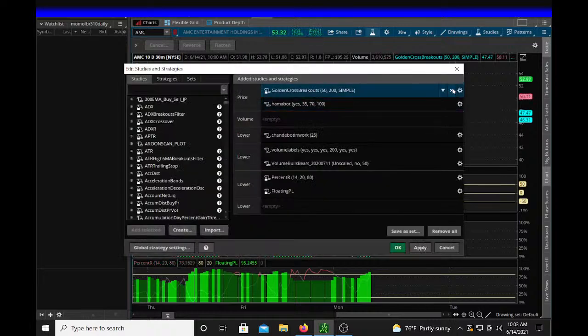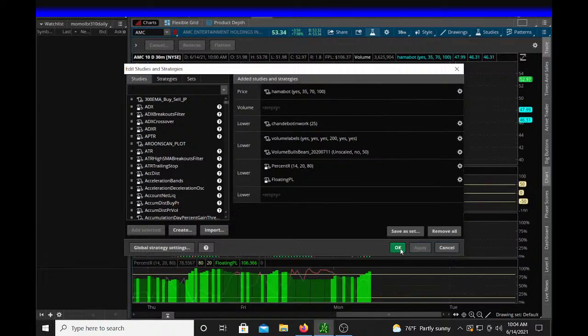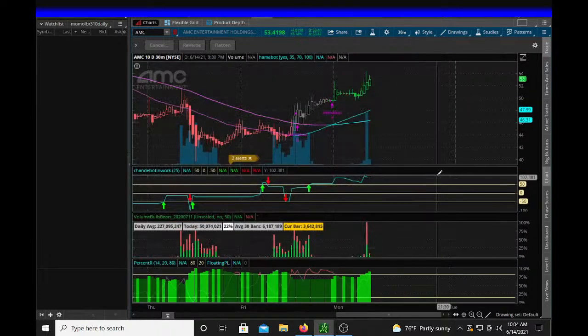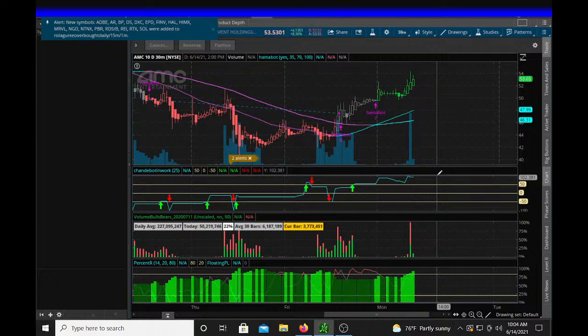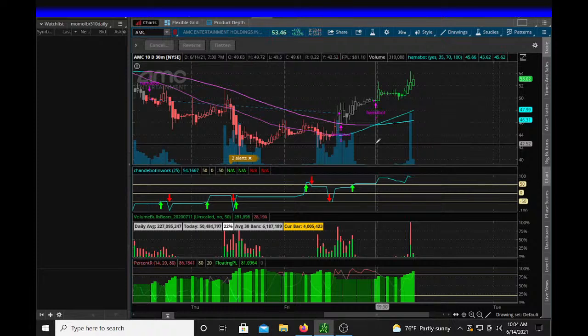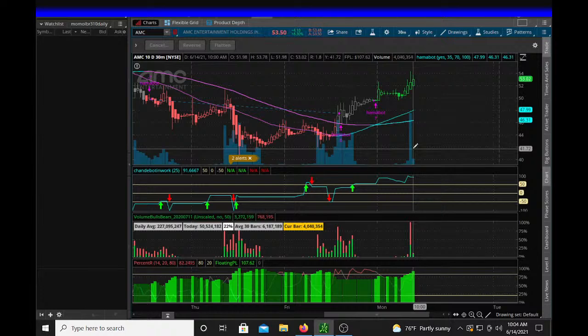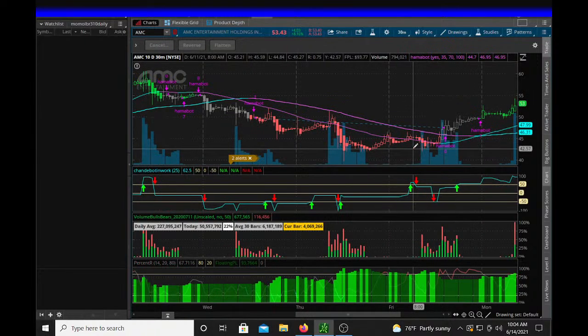Let's get rid of our golden cross breakout. Those aren't necessary anymore. And I would even think of doing, say, the 55 crossing the 150. That might even be a better way to look at that. Looks like Hamabot does okay.